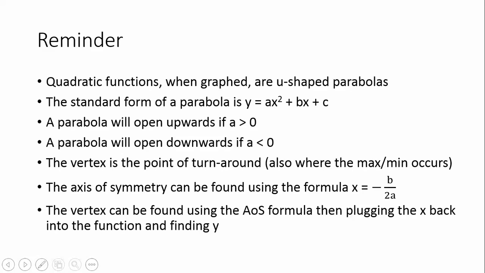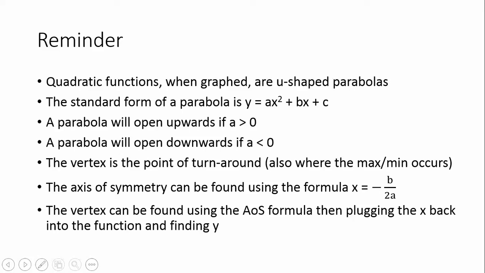You don't need to write any of this down, but let's refresh our memory about some things from the previous 2 lessons. Remember that a quadratic function, when graphed, is a U-shaped parabola. Standard form of a parabola is y equals ax squared plus bx plus c. A parabola opens upwards if a is greater than 0, and opens downwards if a is less than 0. Remember that a is the coefficient in front of the x squared term, so that's where you should be looking.